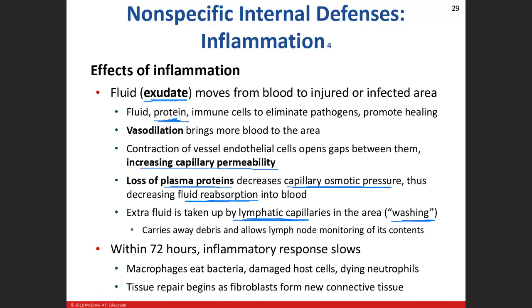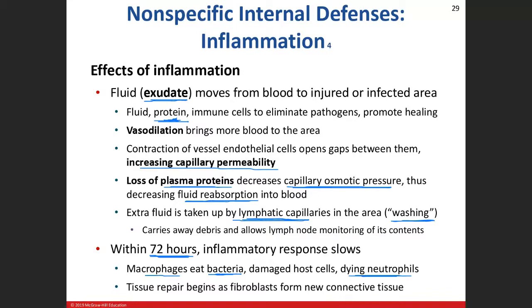So 72 hours is the acute inflammatory response. After that, it will start to slow down. We'll have fewer cells migrating to the area and fewer chemicals being released. At this point, the macrophages have engulfed a lot of the damaged tissue, and they've engulfed a lot of bacteria. We're going to have our dead soldiers here, the neutrophils.